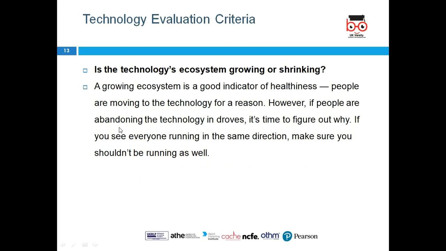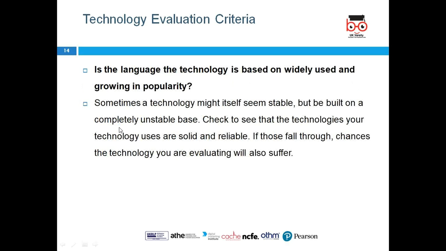Is the technology's ecosystem growing or shrinking? So the ecosystem is the network, basically the system for integrating the system. Whatever you are using, is it growing, is it popular, or is it shrinking? For example, some of the technologies are getting obsolete and new things are coming, isn't it? That's right. So that's a question you could ask yourself to evaluate your solution: whatever technology or solution you use, is it growing or shrinking?